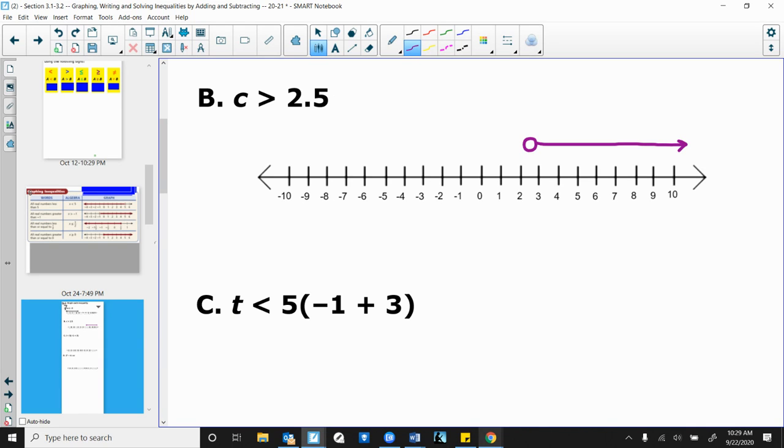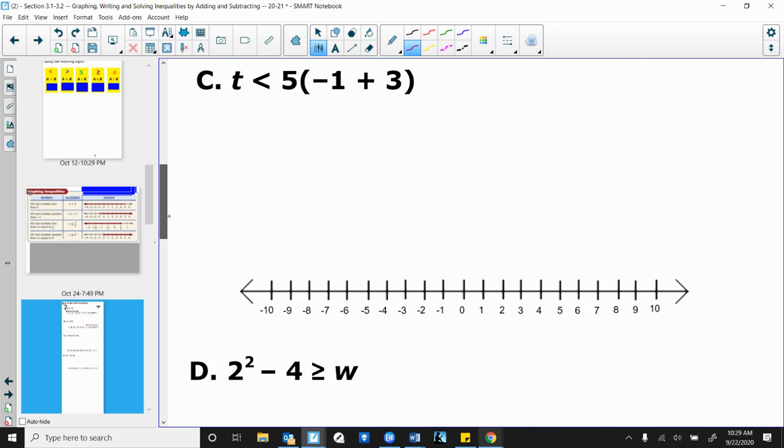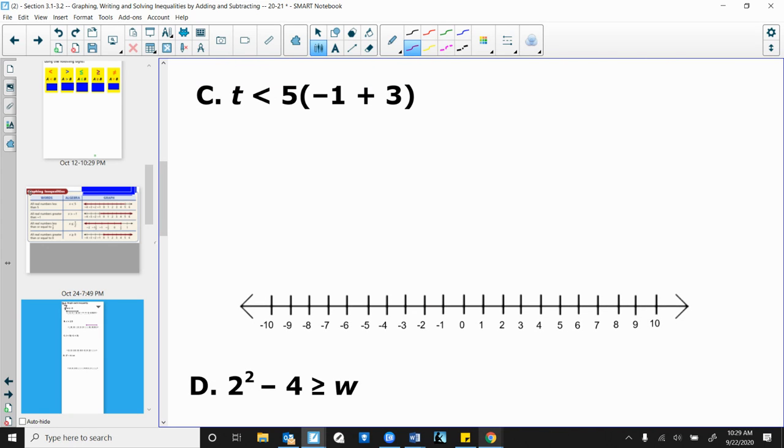And then on C, we just have to do a little bit of solving first. So this is T is less than -1 plus 3 is 2. All right, so I end up with 5 times 2, and then T is going to be less than 10. Okay, so go ahead and graph T is less than 10.